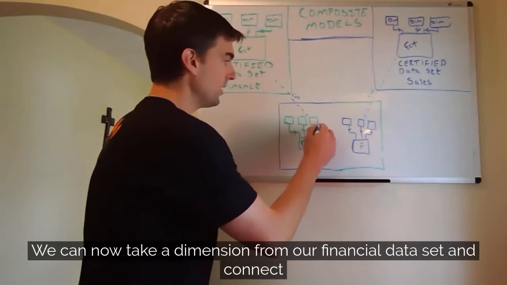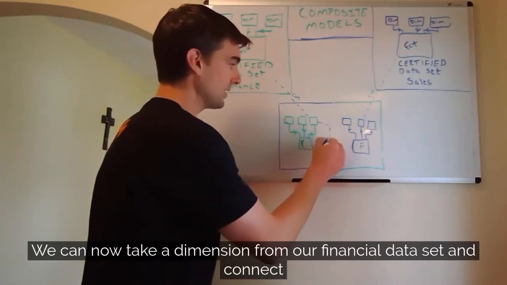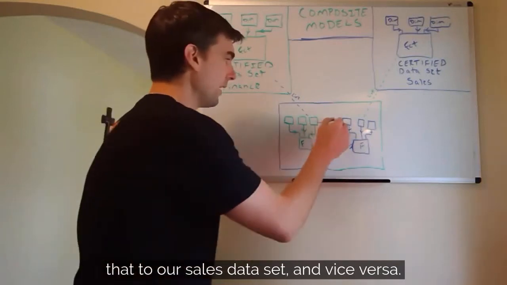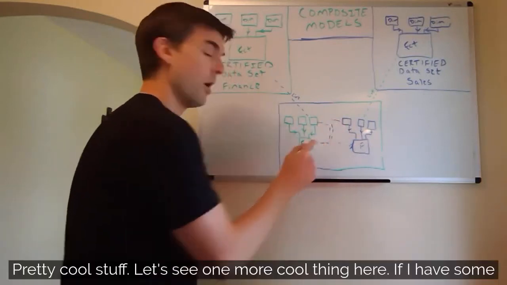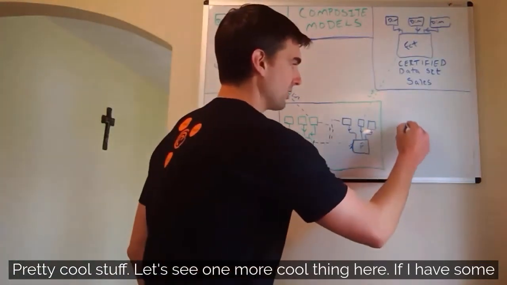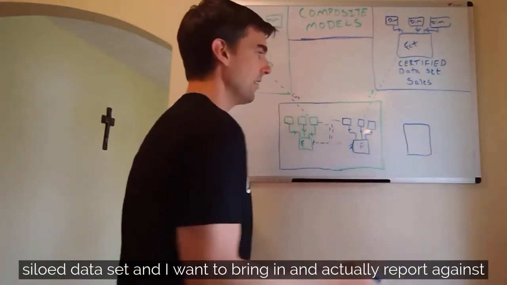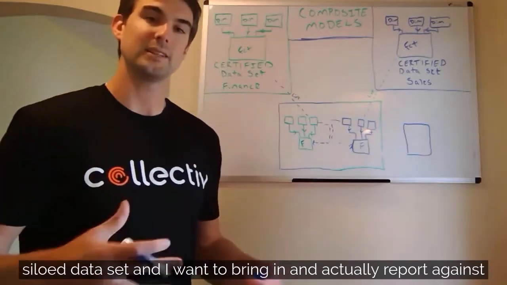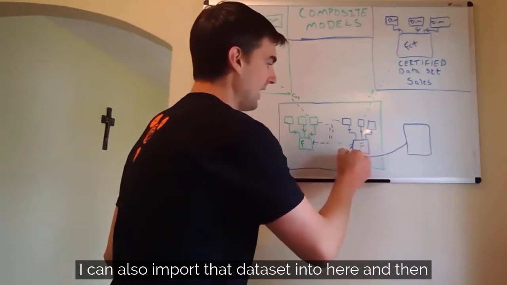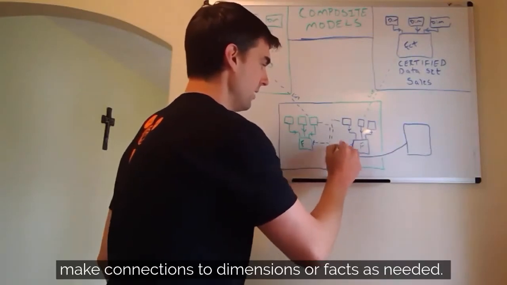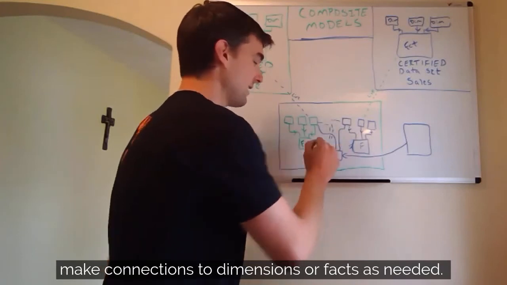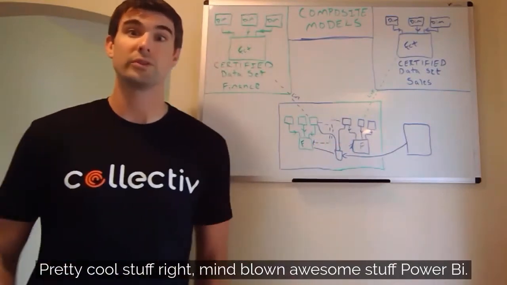We can now take a dimension from our financial data set and connect that to our sales data set, and vice versa. Pretty cool stuff. Let's see one more cool thing here. If I have some siloed data set that I want to bring in and actually report against because it's necessary for my one report, I can also import that data set into here and then make connections to dimensions or facts as needed. Pretty cool stuff, right?